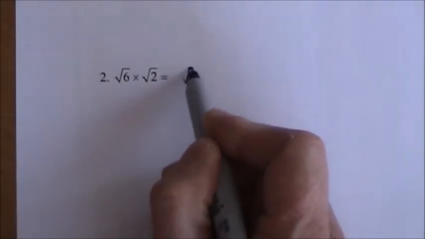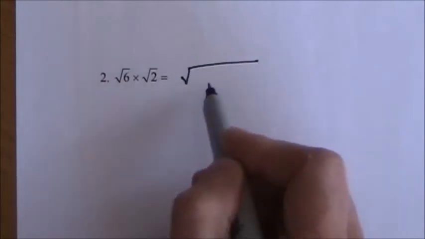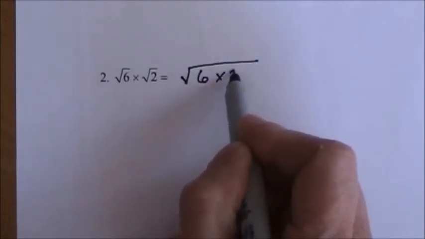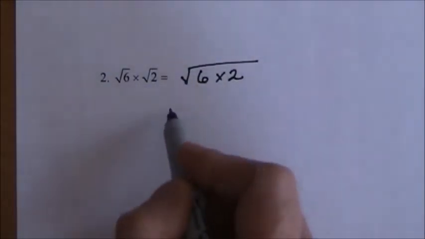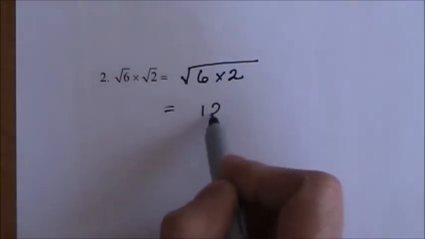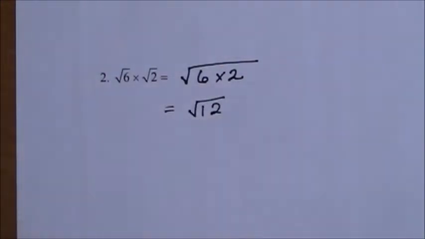Here's our next example. We have square root of 6 times square root of 2. So, just like our last example, we can write one big square root sign and then go 6 times 2 underneath. 6 times 2 is 12 under our square root sign. Now, just like fractions, we always reduce fractions if possible. We also always reduce radicals if possible.